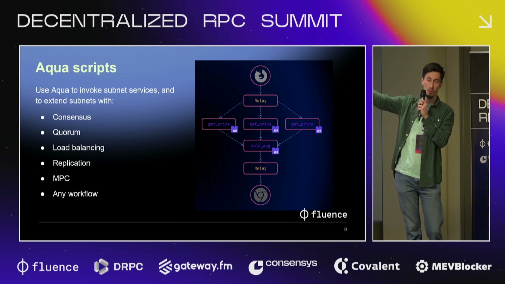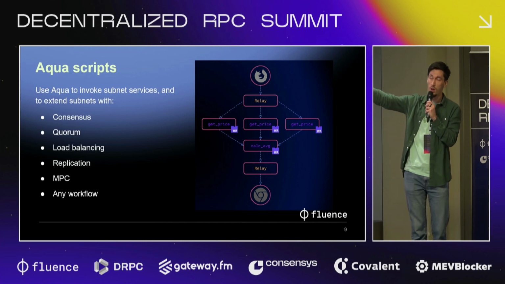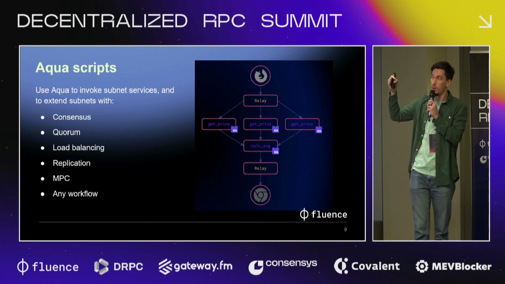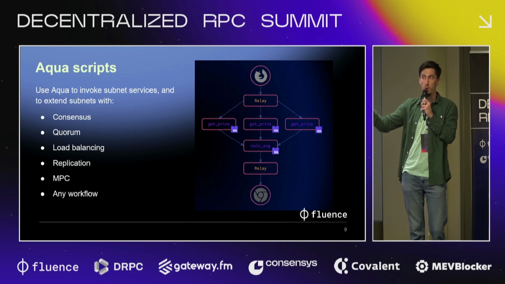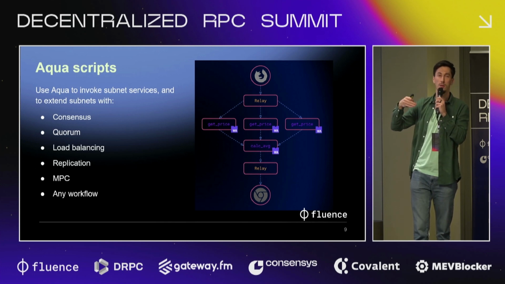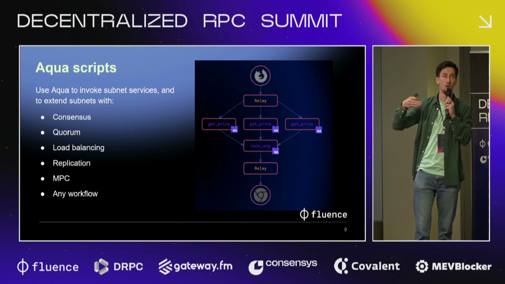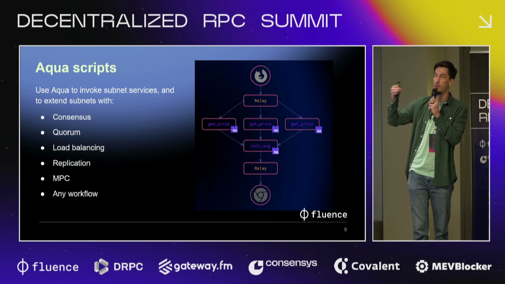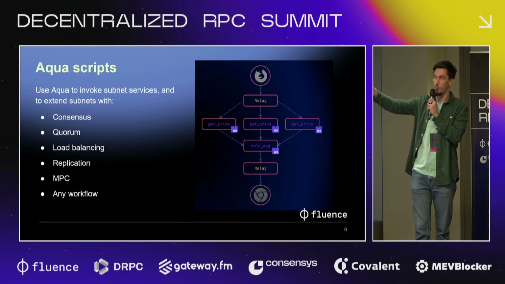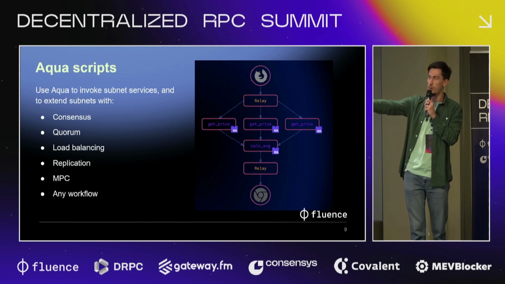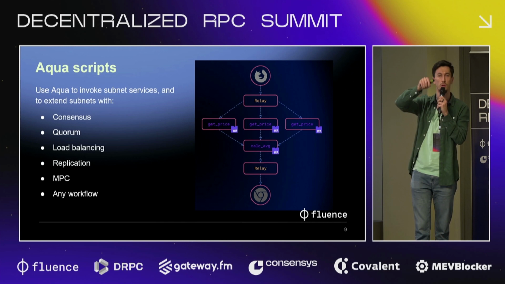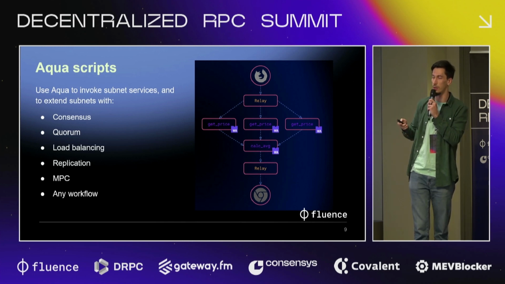Like you can have consensus if you want. You can program consensus in Aqua and put it in your subnet if you need consensus. If you don't need consensus, maybe you need quorum. You can have a quorum algorithm. Maybe you want to load balance between different nodes, or have an algorithm that optimizes latency between globally distributed nodes, so your RPC response is faster, right? So you can have the load balancing algorithm in Aqua. Also replication, or we also have examples of MPC, where you have a threshold signature signing scheme that involves many parties collaborating on creating a signature together.